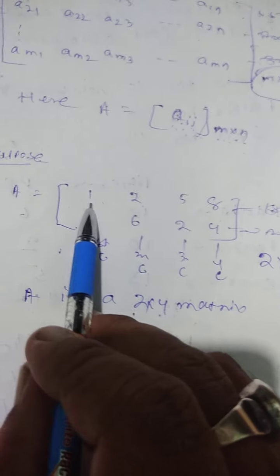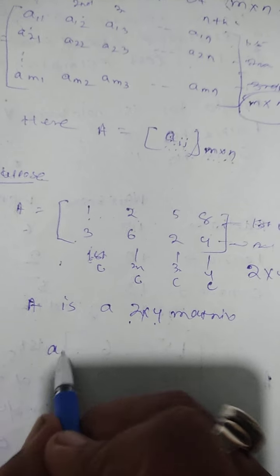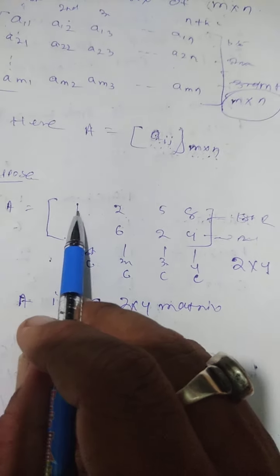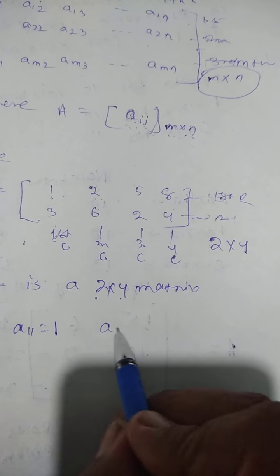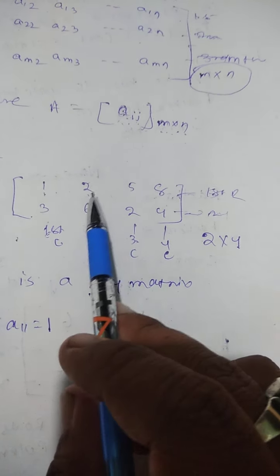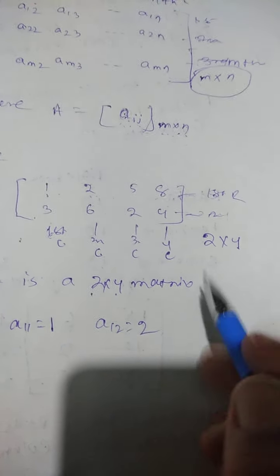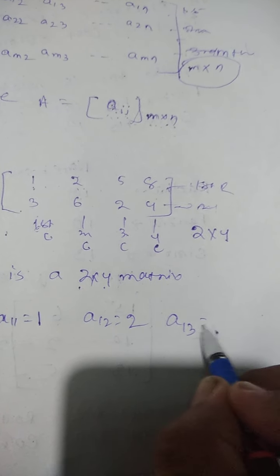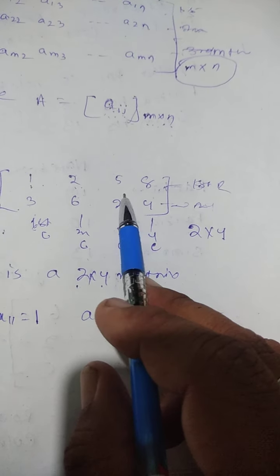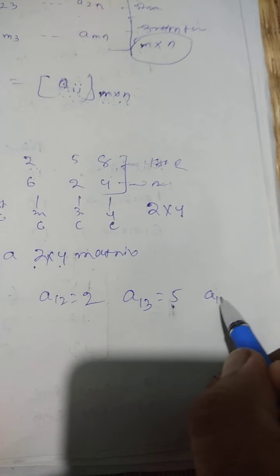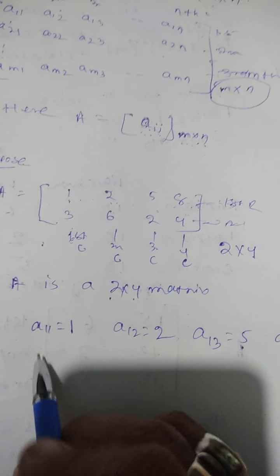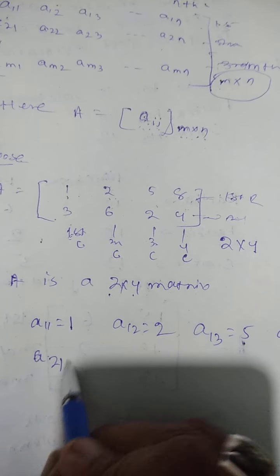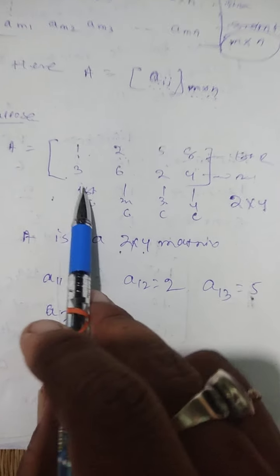So here A11 is equal to 1, the element of the first row with the first column. A12 is equal to 2, the element of the first row with the second column. A13 is equal to 5, the element of the first row with the third column. A14 is equal to 8, the element of the first row with the fourth column. Exactly, A21 is equal to 3, the element of the second row with the first column.